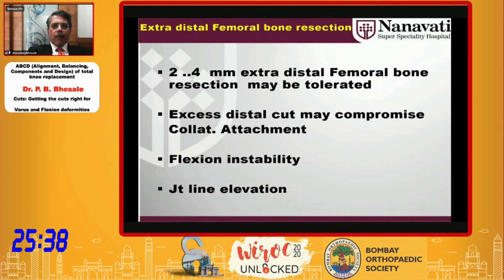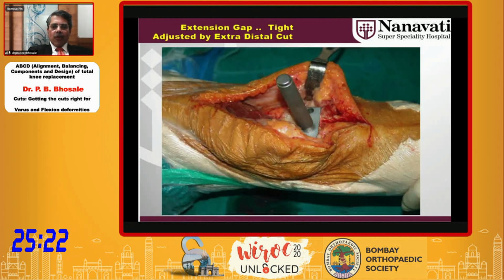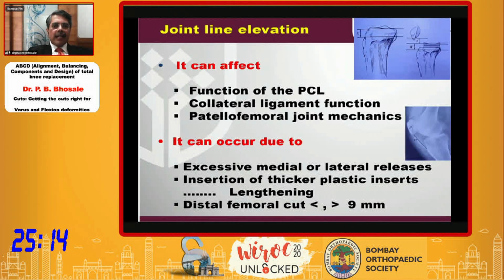Up to 2 to 4 millimeters of extra distal femoral resection may be tolerated. Excess distal cut may compromise collateral attachment. You have to be careful and avoid flexion instability, but it causes joint line elevation. So the first step is to achieve the extension gap. The flexion gap is very easy, loose. You have to be very careful. Joint line elevation can occur if you proximalize the femoral distal cut.